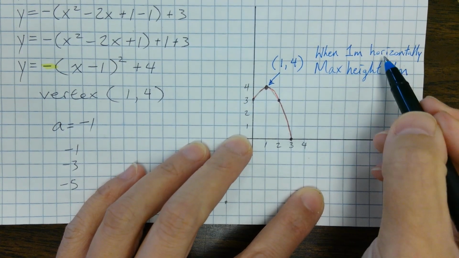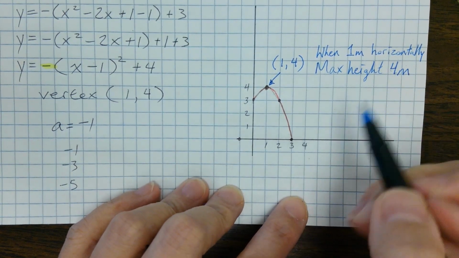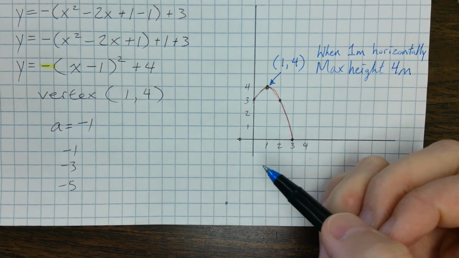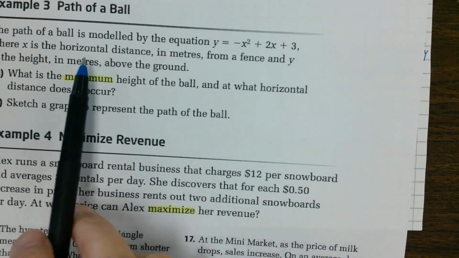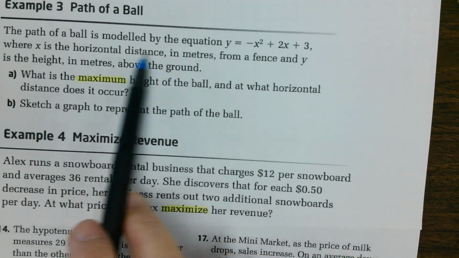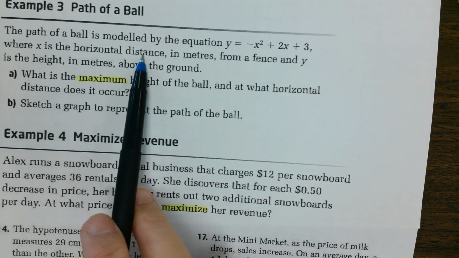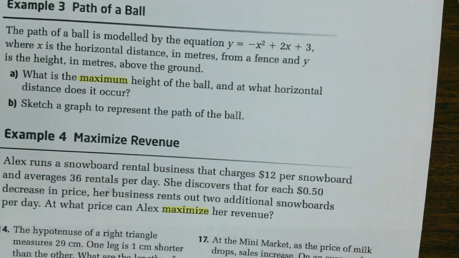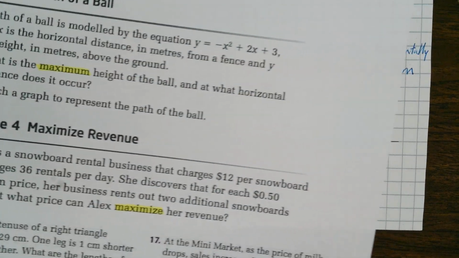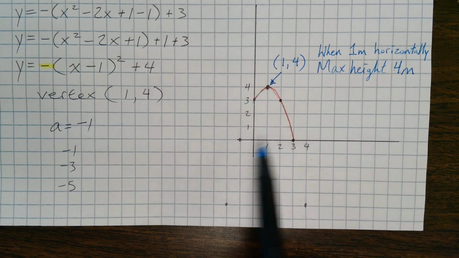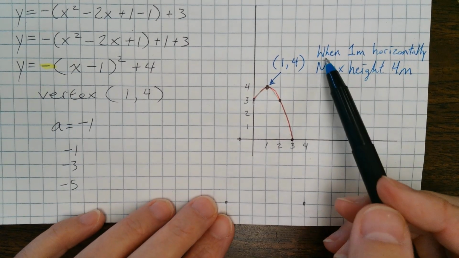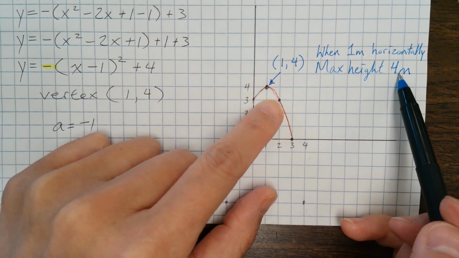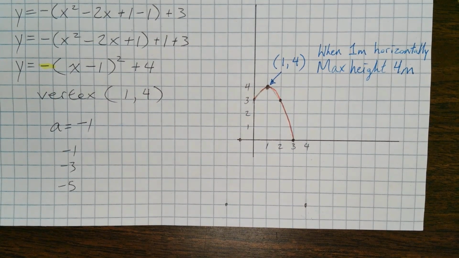Okay, so this word is very important too. When you guys do these type of word problems, make sure you refer back to what x is measured in. So in this case, they say x represents the horizontal distance from the beginning in meters. So it's not always 1 second, 1 minute. It could be meters horizontally as well. So when it's 1 meter horizontally, you reach a maximum height of 4 meters.